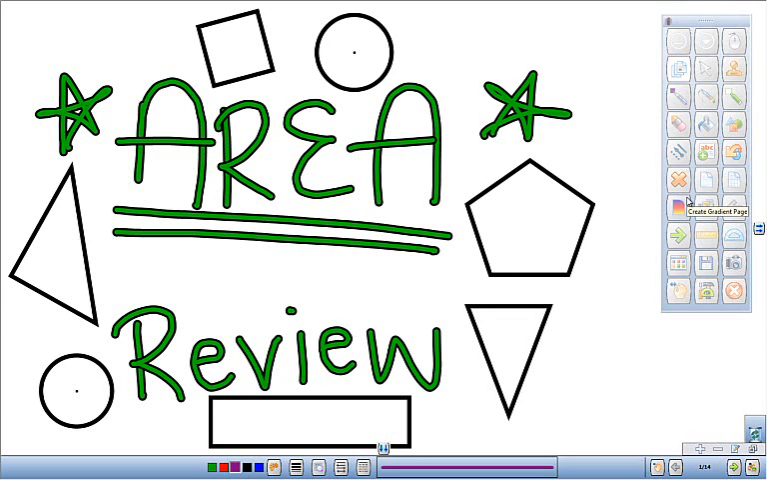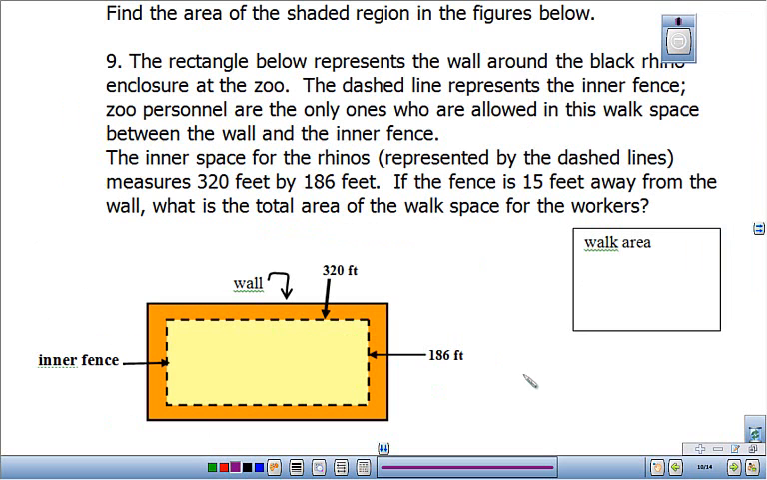Alright, this video is going to cover area of different shapes, including triangles, trapezoids, kites, circles, regular polygons, and parallelograms.